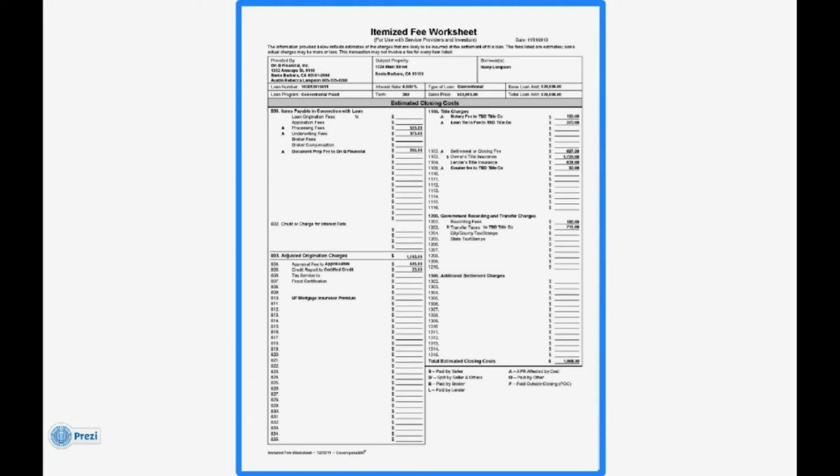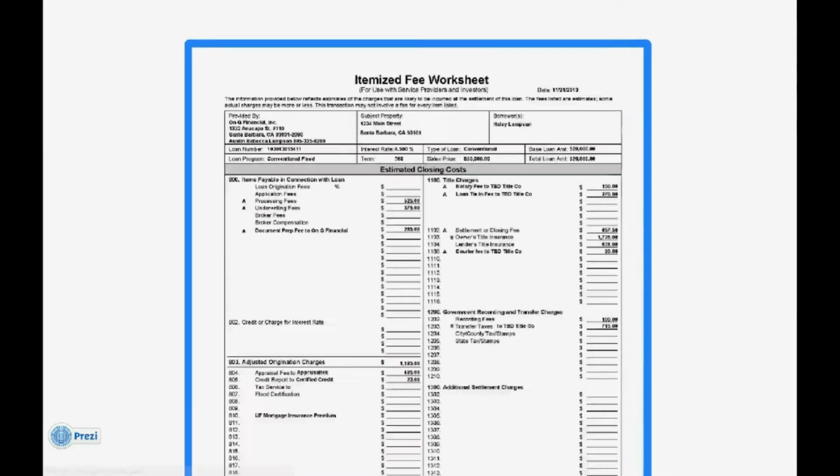The itemized fee worksheet should never be used to override or negate the GFE, but instead we use it to supplement. When reviewing the itemized fee worksheet, it's important to note that the numbers on the side, section 800 for example, relate to line item numbers you will see on your settlement statement issued by your closing company. Let's start with the top of the document.